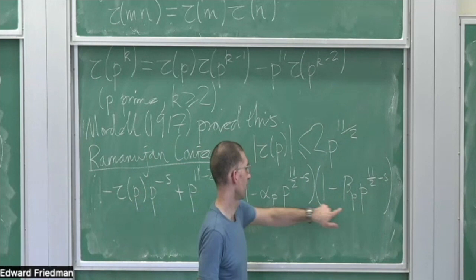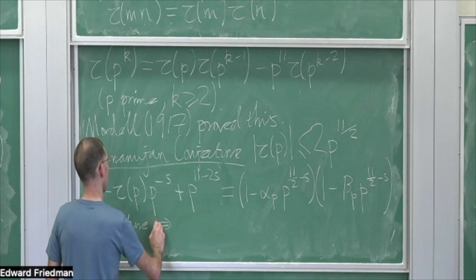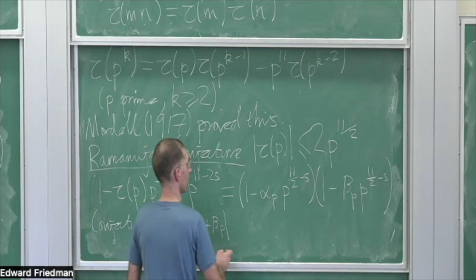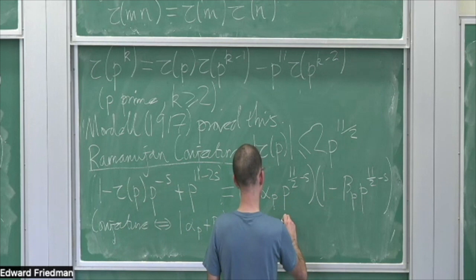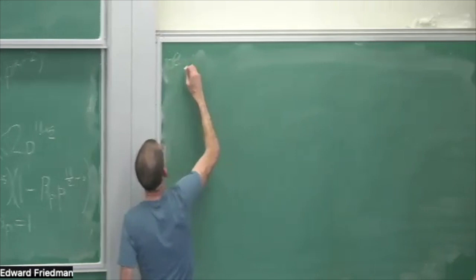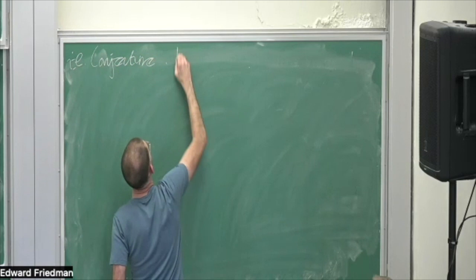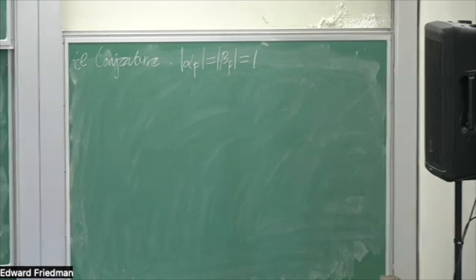And so this Ramanujan conjecture is equivalent to asking that alpha p and beta p, which are just two complex numbers a priori, have sum of absolute value at most two. And if you think about it, since if you multiply this out, the product alpha p times beta p equals one, I can rephrase this as the conjecture that these complex numbers have absolute value one. Whereas the original maybe looks slightly odd, this at least seems like a nicer statement.